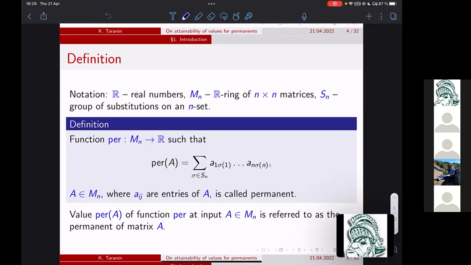Generally speaking, permanents can be defined for rectangular matrices as well, but traditionally in the majority of the papers and problems, square matrices are considered. Well, I guess because the results can be generalized without problem onto rectangular matrices, like most important results. So I also deal with square matrices.